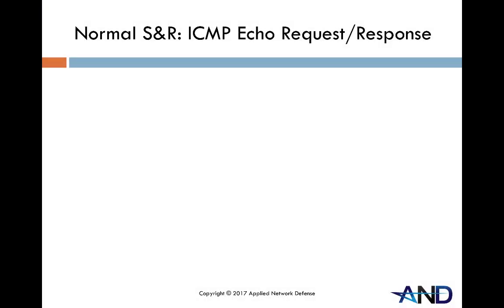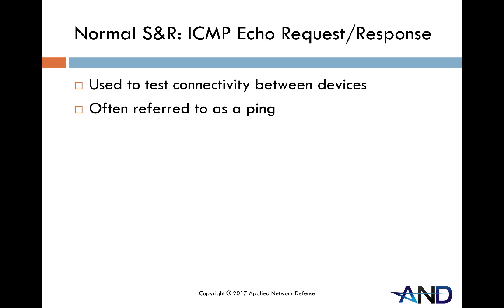The first practical example of normal stimulus and response for ICMP that I want to talk about is the one that I think most people are probably familiar with, and that's the concept of an echo request and response. Now, an echo request and response is often referred to as a ping. That's not entirely proper because ping is actually just a tool that was written to generate echo requests and receive echo responses. But nonetheless, ping is a tool you're familiar with that allows you to test connectivity between two devices.